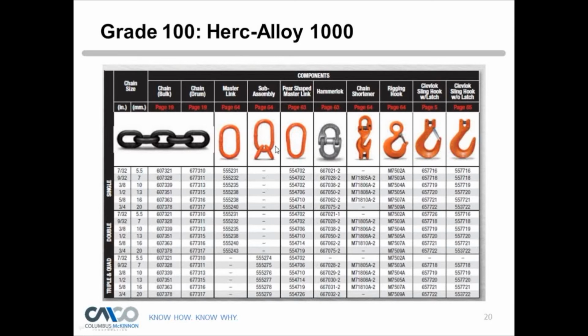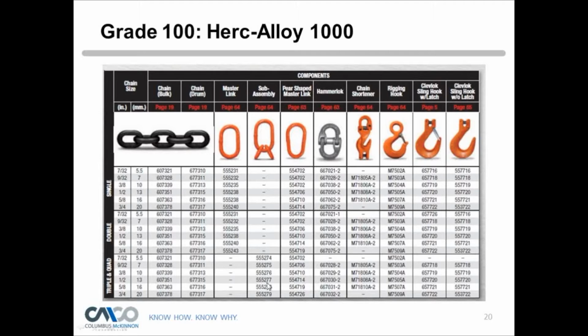So let's just say, for instance, this is a page out of the rigging catalog from Columbus McKinnon. Let's just say on the quad sling you chose a half-inch chain sling, and then what that will do is give you the page number and the components that you require to make up that sling, depending on what configuration and what type of hooks you choose.